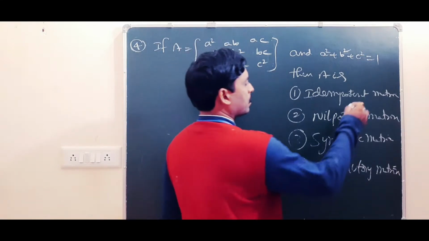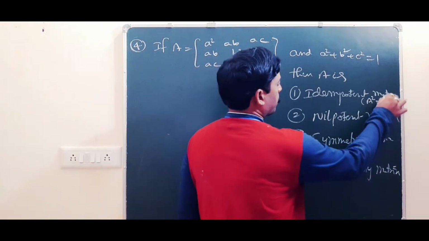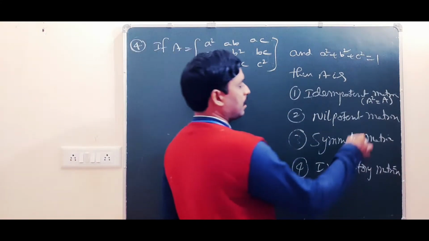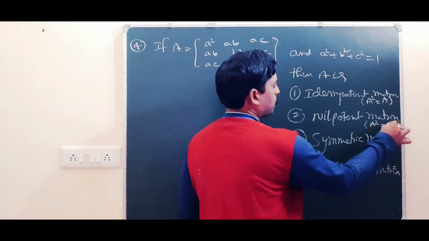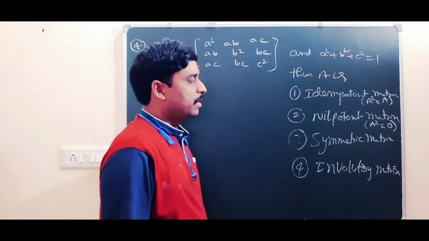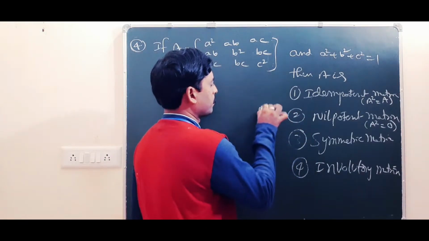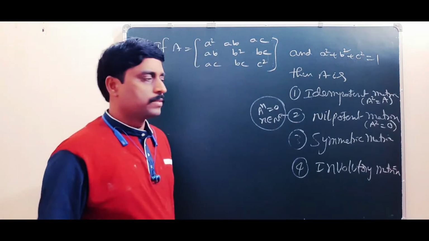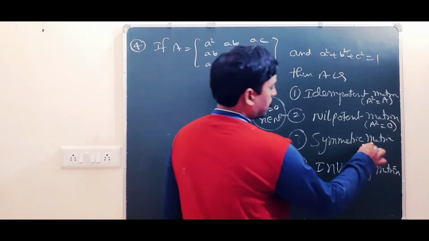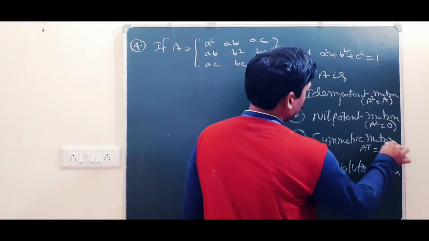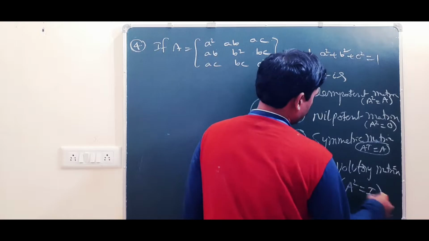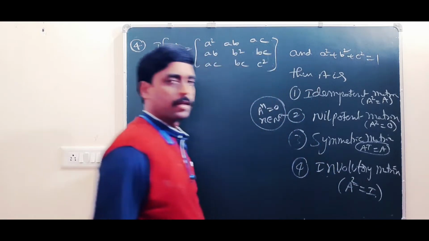Idempotent matrix means A square is equal to A. If A square is equal to A, then A is called an idempotent matrix. A nilpotent matrix is where A square is equal to O, or A to the power n is equal to O, where n belongs to natural numbers. A symmetric matrix is where A transpose is equal to A. An involutory matrix is where A square is equal to I, where I is the unit matrix.